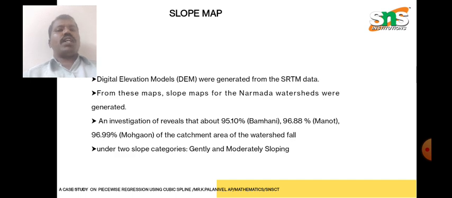Digital elevation model, slope map. Digital elevation models were generated from SRTM data. From these maps, slope maps of Narmada watersheds were generated. An investigation reveals that about 95% of the catchment area of the watersheds falls, 96.8 and 96.99%, under two slope categories, gently and moderately sloping.